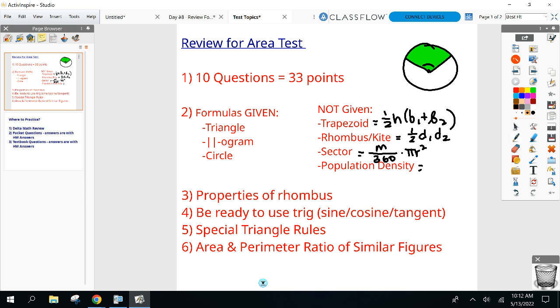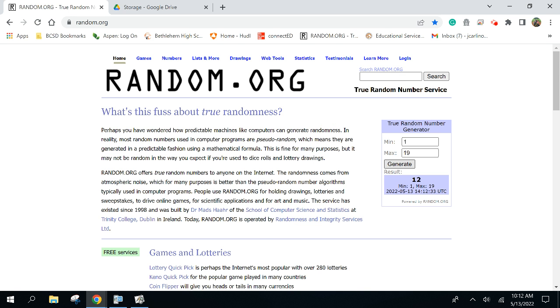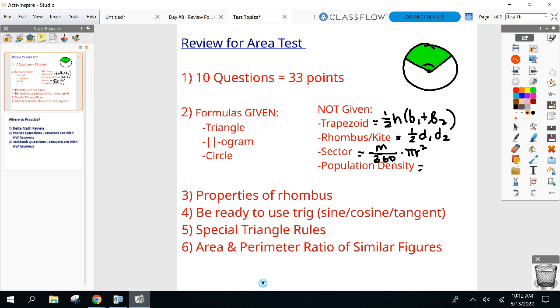Population density. Guess I got to pick a new number now, huh? Number 12. Population over the other. Yep. Take your population divided by the area of the figure or the area of the land.